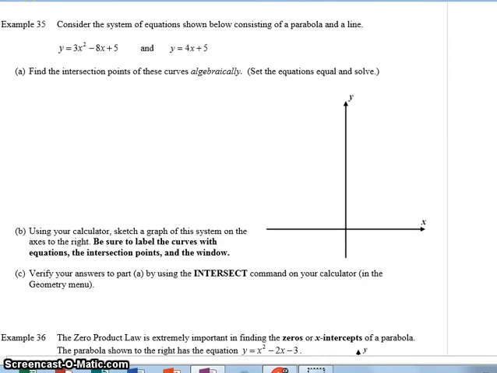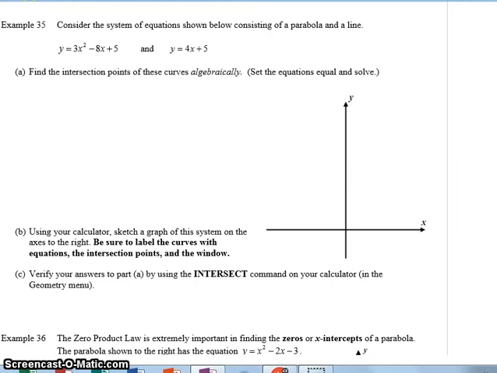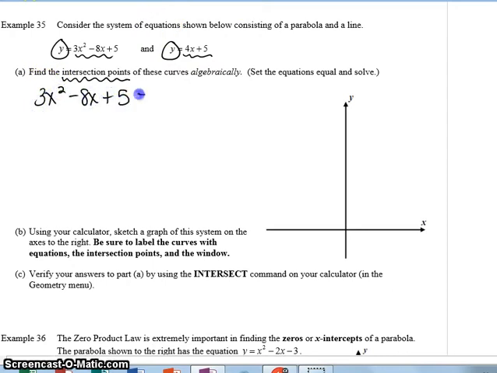Example 35. Consider the system of equations shown below consisting of a parabola and a line. Find the intersection points of these curves algebraically. Anytime they want intersection points, as long as they have y's isolated, you just set these two equal to each other. If y wasn't isolated, you have to isolate y first and then set them equal. So I'm going to get 3x squared minus 8x plus 5 equals 4x plus 5. I want to move this right side over to the left, so I'm going to subtract 4x and subtract 5. So I get 3x squared minus 12x equals 0.